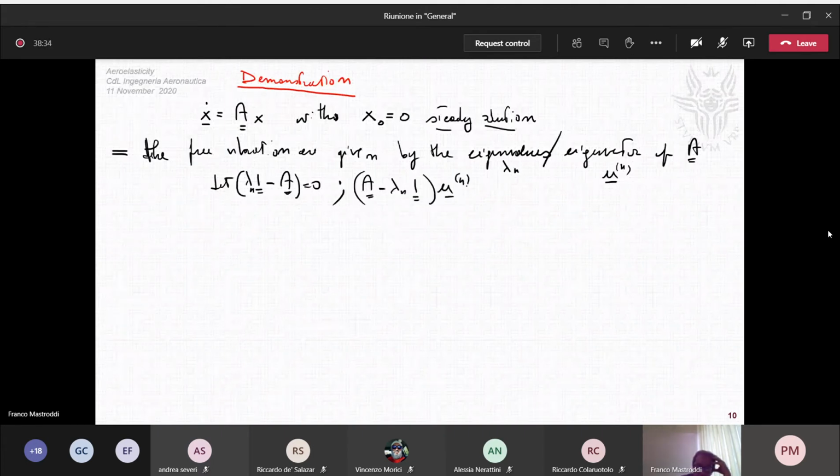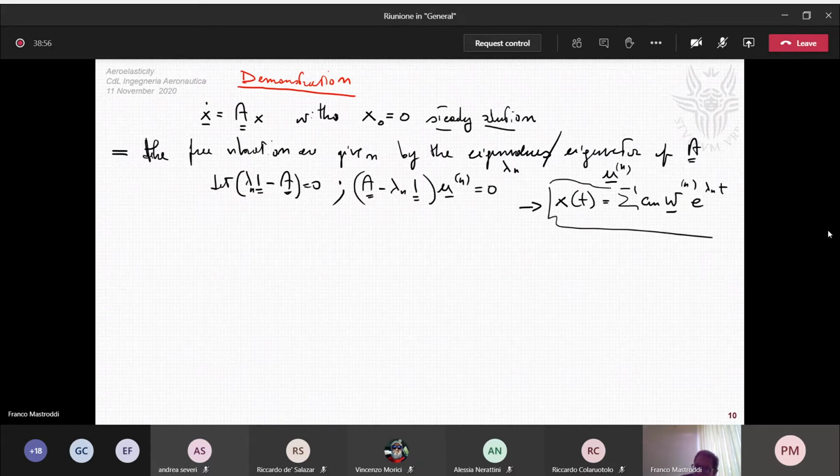Okay, and this is standard. After that, the free solution x is given by the combination of the eigenvector, obtained eigenvector, by e to the power lambda n t. Okay, and this is your system. If the real part of lambda are in the left half plane, the system is stable, and so on. But in particular, the zero solution is stable.